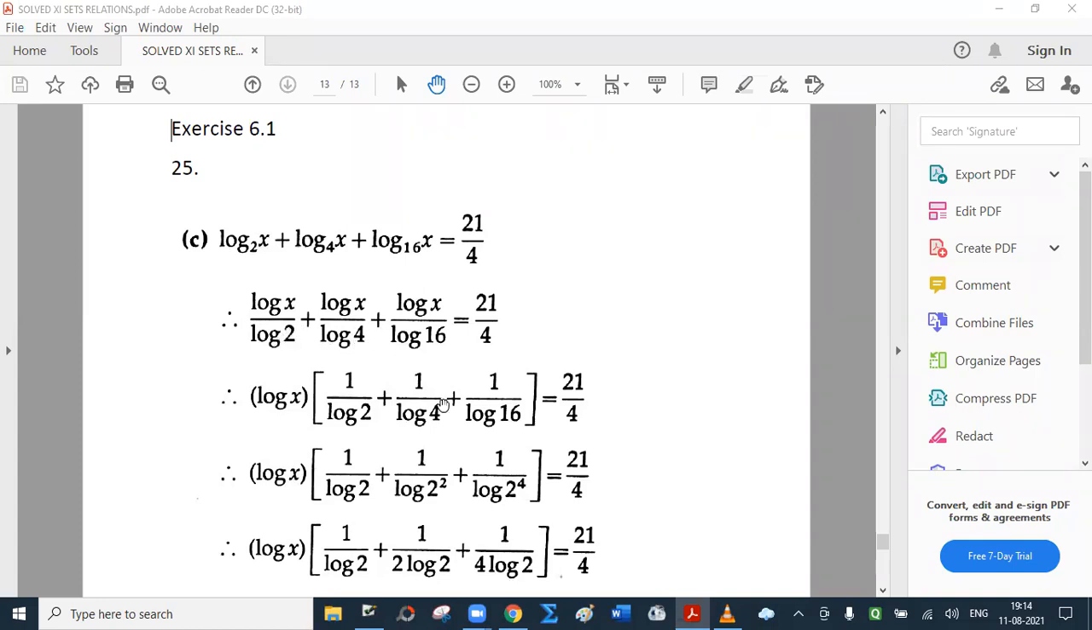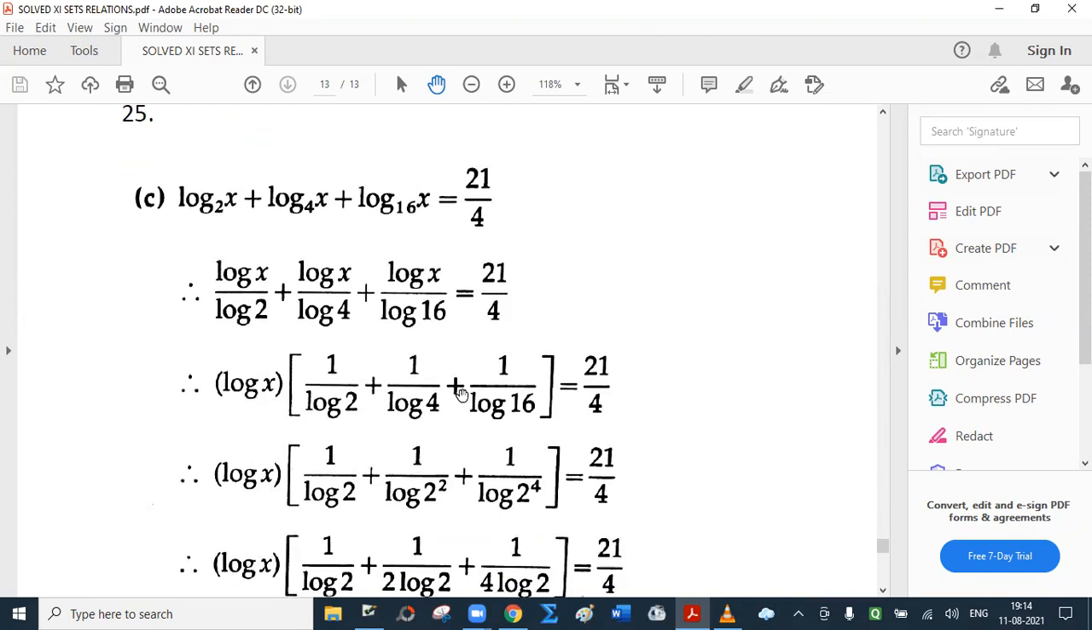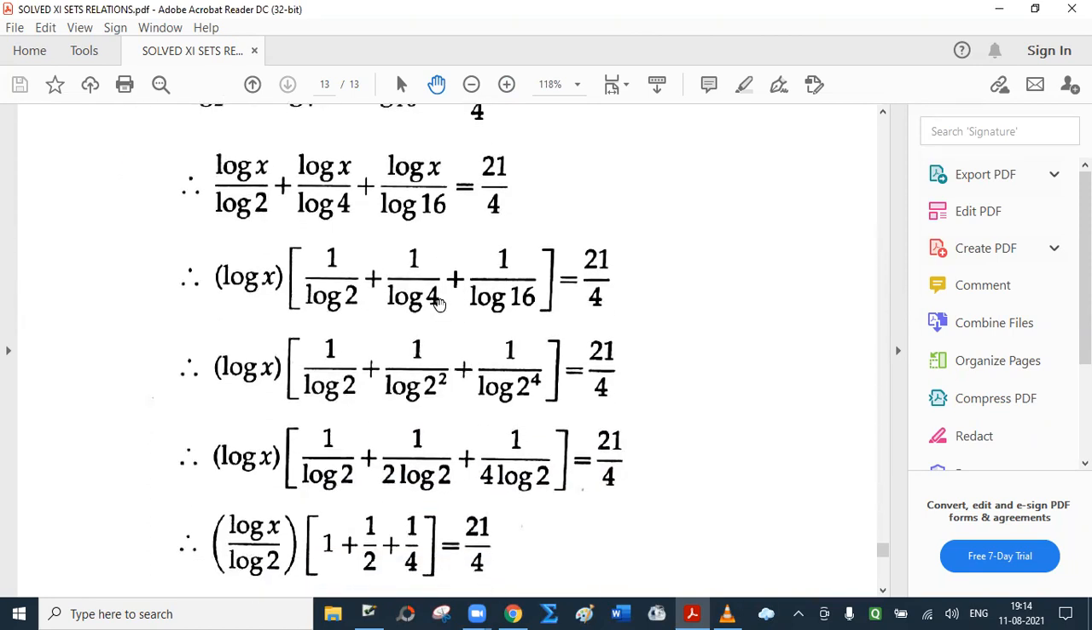Again, if base is not mentioned, it doesn't mean baseless logarithm. It means base is the same. So log x to the base 10 upon log 2 to the base 10 and so on. Now log x can be taken common. So it is 1 upon log 2 plus 1 upon log 4 plus 1 upon log 16 is 21 by 4. Now 4 is 2 square. What is 16? 2 raised to 4.